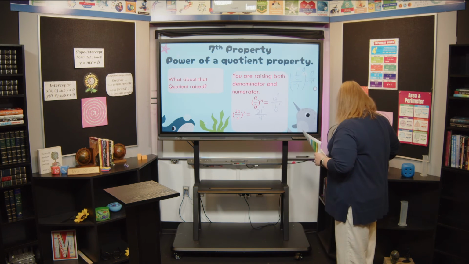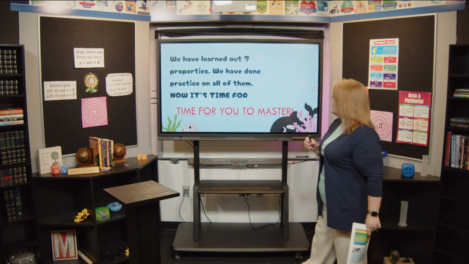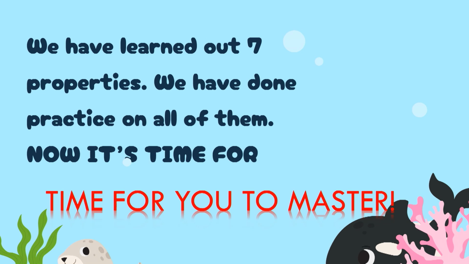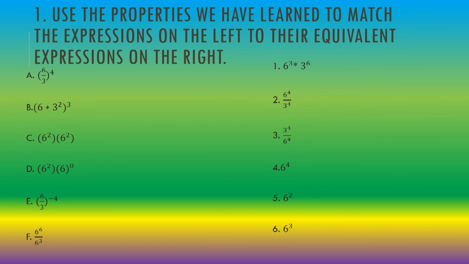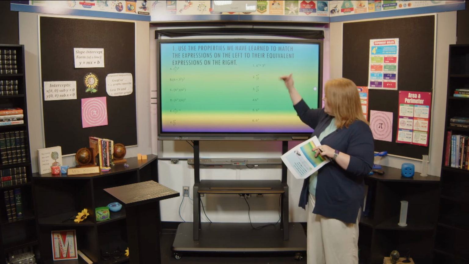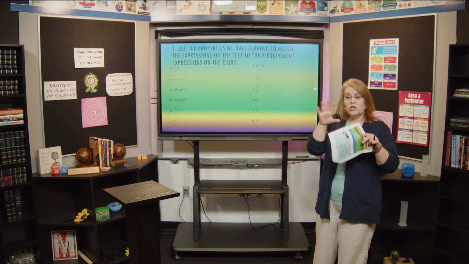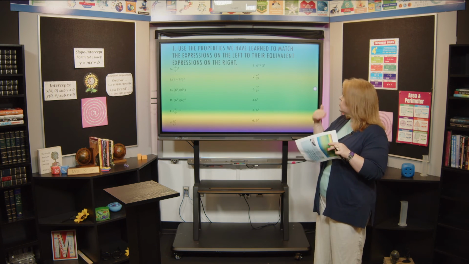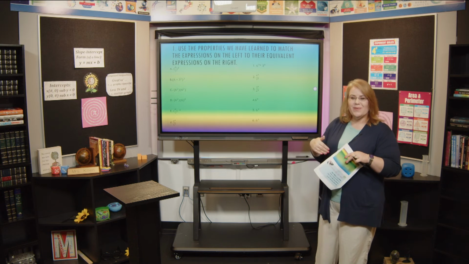So the reason I said that, now it's time for you to master. This is when you show me and everybody else you've learned what we've been doing. So what we're doing is we are using the properties that we've learned to match the expressions on the left to their equivalent expressions to the right. Now, go ahead and pause the video. You by yourself or you and your table partner or whatever, y'all go ahead and work these. And then once you've got your math and once you've figured out which ones are equivalent, come back to me and let's see what we got.